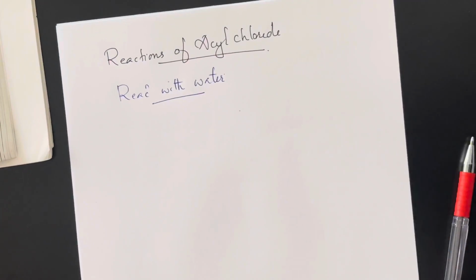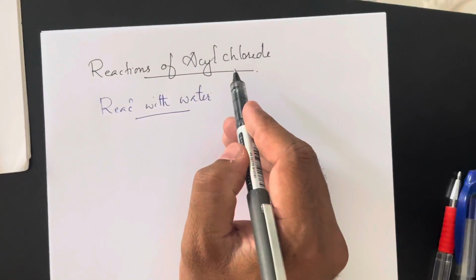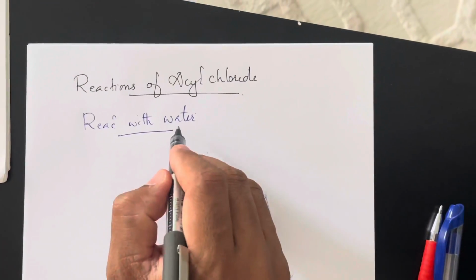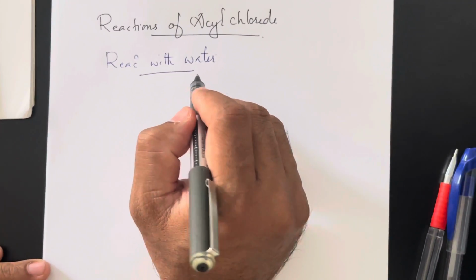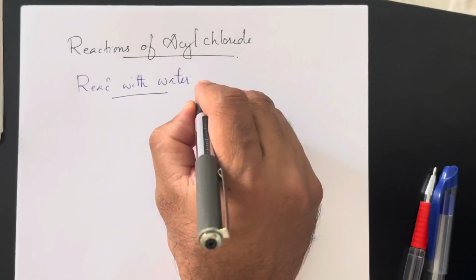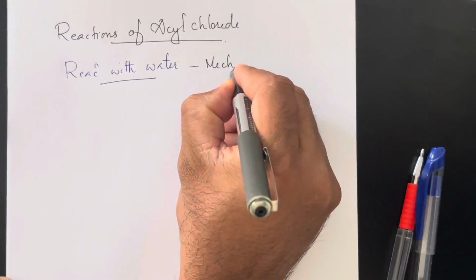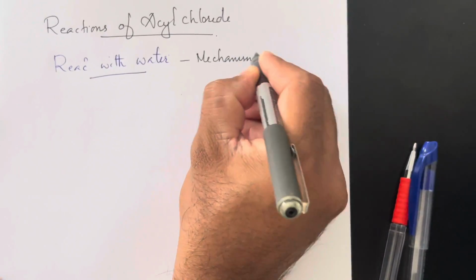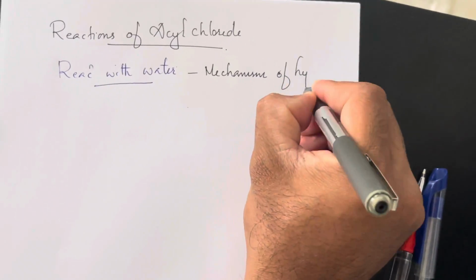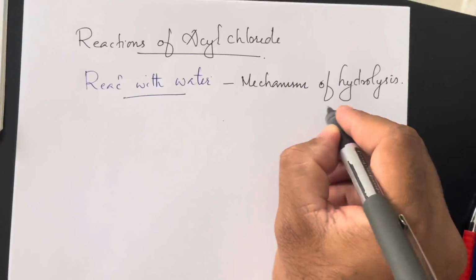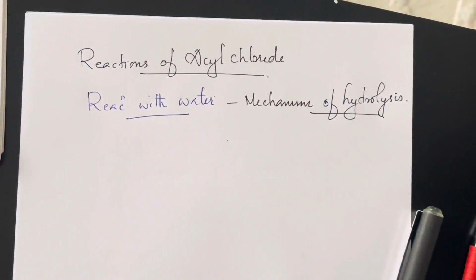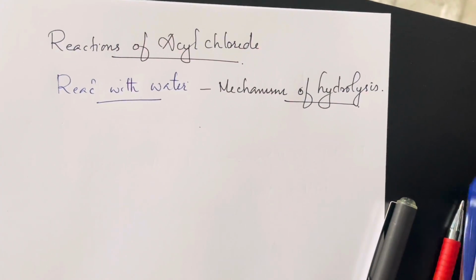Now we are going to discuss the reactions of acyl chloride. First one, reaction with water. This reaction with water follows the mechanism of hydrolysis. Hydrolysis means addition of water.